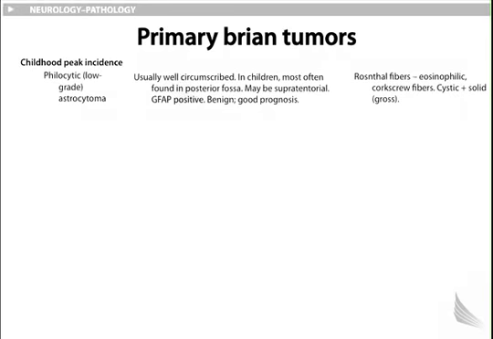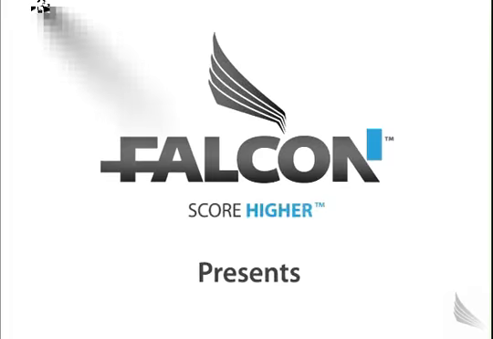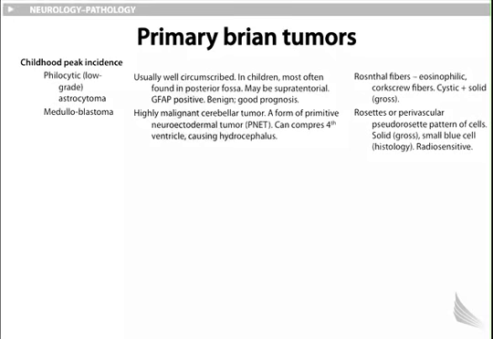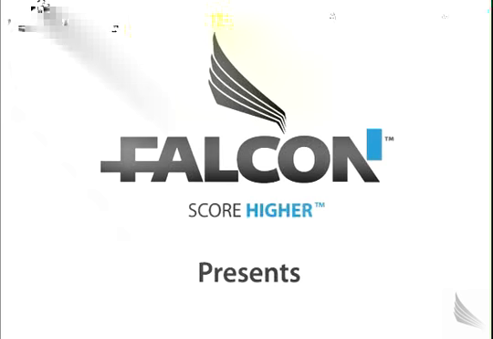Pathologically, these tumors have Rosenthal fibers. These are eosinophilic corkscrew fibers, and on gross observation, these tumors have both cystic and solid components. Medulloblastoma. These are highly malignant cerebellar tumors. These are a form of a primitive neuroectodermal tumor, often called PNETs. These tumors can compress the fourth ventricle, causing hydrocephalus.